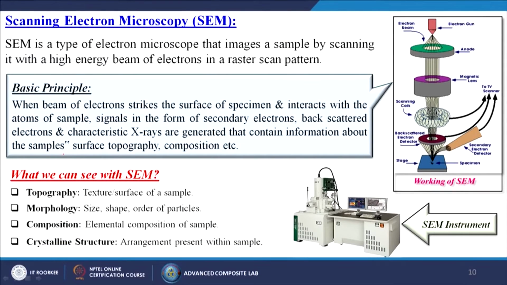Compositions, elemental compositions of samples. So, I am having a composite. So, what are the elements I have used, and more or less it can give you the percentage also. Then the crystalline structure, arrangement present within samples. So, this is the same instrument generally we are using for taking the picture of any kind of nanomaterials.